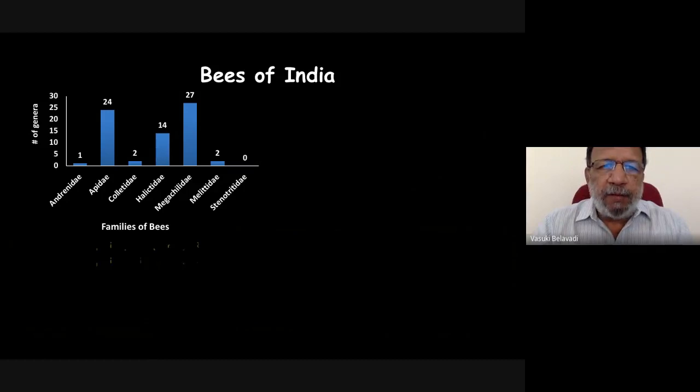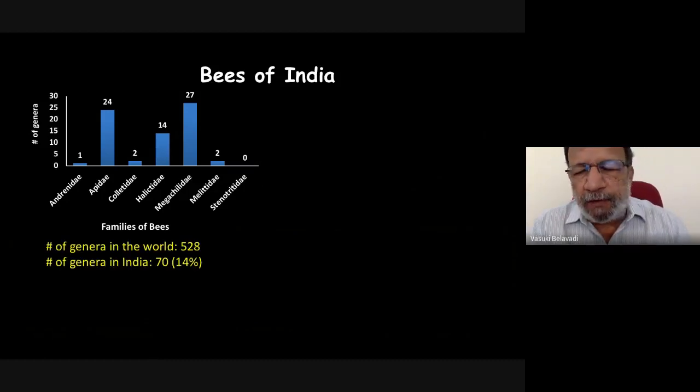Now, when it comes to the number of genera, in the world there are 528 genera of bees, and of these we have in India 70 genera. That means 14% of the genera are represented in India. Now, the maximum number of genera are in Megachilidae, 27 genera. In Apidae, we have 24 genera, and in Halictidae, we have 14 genera. But the remaining three families are very small. Andrenidae is represented by a single genus, Colletidae by two genera, and Melittidae by two genera.